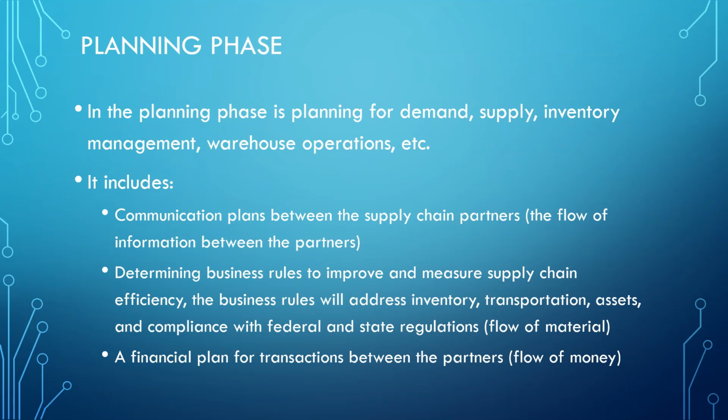The plan should include communication plans between the supply chain partners, and that means the flow of information between the partners. Determining business rules to improve and measure supply chain efficiency. The business rules will address inventory, transportation, assets, and compliance with federal and state regulations, and that's the flow of material. And then the financial plan for transactions between the partners, and that's the flow of money.